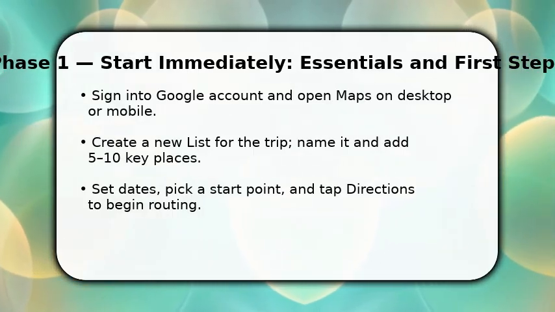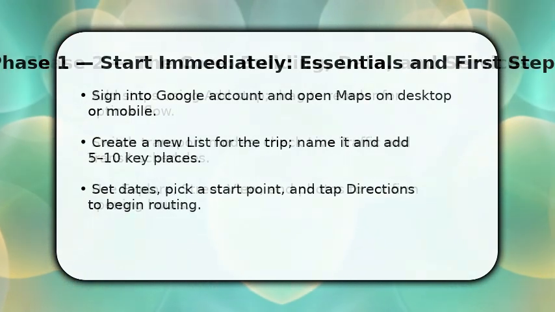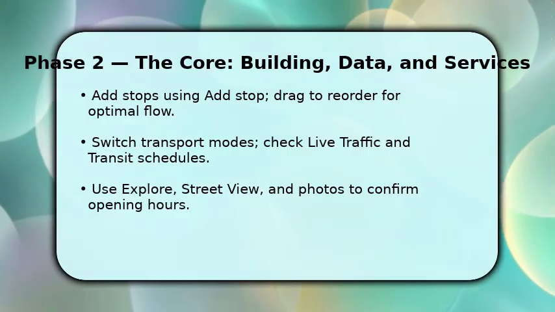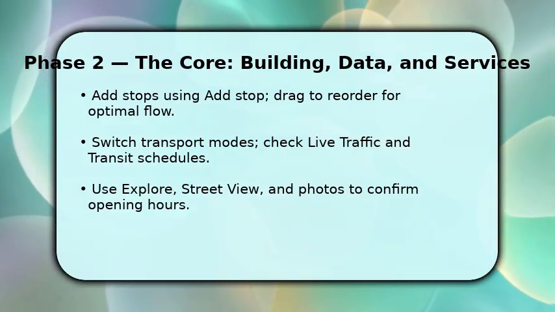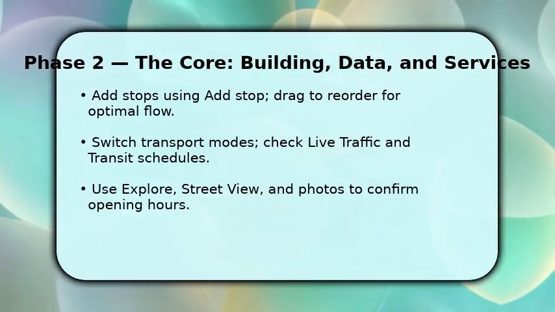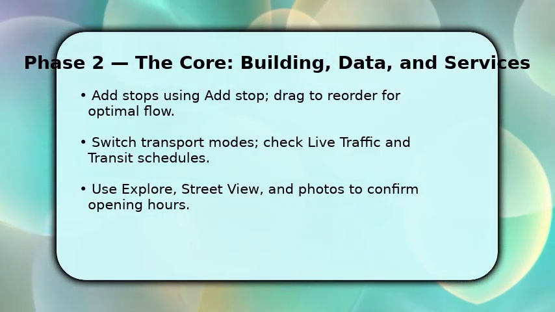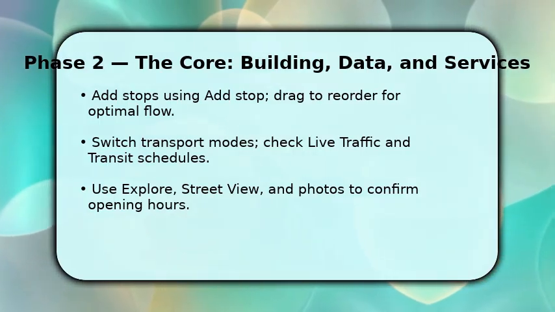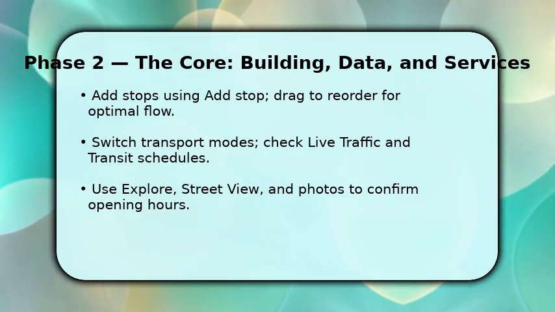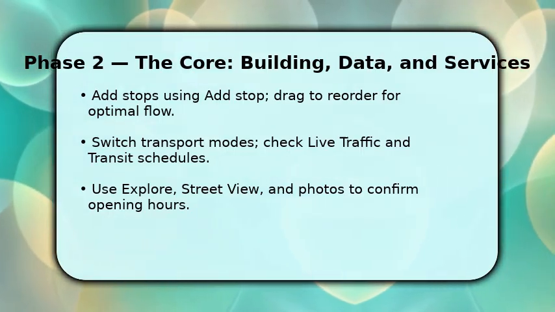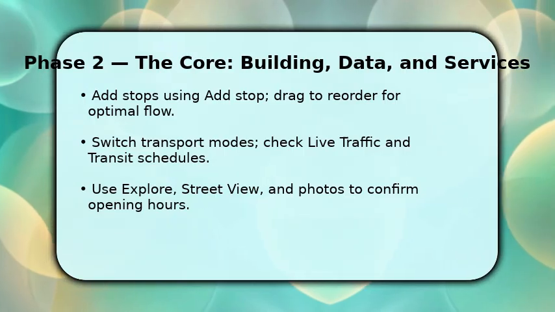Now you refine the route. Add stops with add stop and drag them to reorder. This optimizes travel time and avoids backtracking. Make sure to switch transport modes: driving, walking, transit, or biking to see realistic durations. Check live traffic and transit schedules for delays. Also use Explore and Street View to confirm opening hours and parking. These visual checks reduce surprises and help you decide which sites need time buffers versus quick visits.